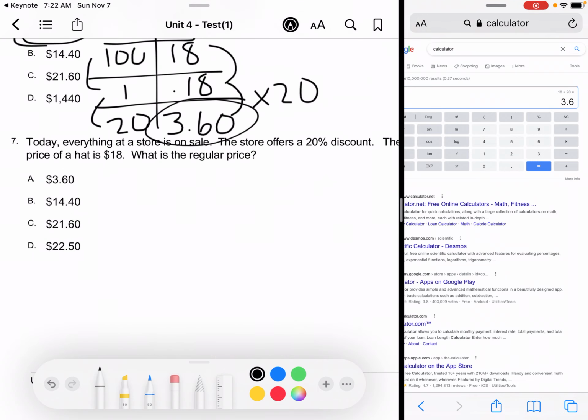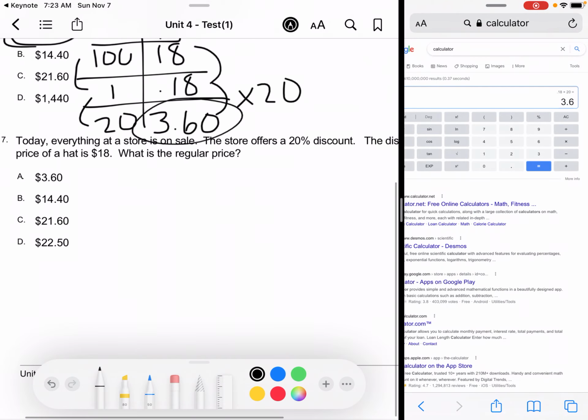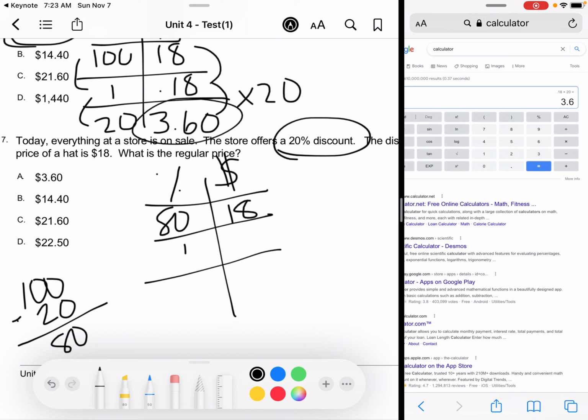Today, everything at a store is on sale. The store offers a 20% discount. The discount price of a hat is $18. What is the regular price? So this one's set up opposite. So if I save 20%, I'm left with 80%. So 80% is $18, and I want to find 100.